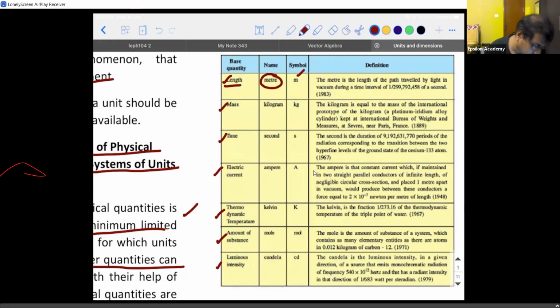Similarly, for mass, they fixed the kilogram. In simple terms, you can write it as kg. Don't make this mistake, okay? Don't write k dot g, because it is not kilo dot gram. It is just kg. Or don't make the mistake of writing kg dot, because it's not an acronym. It's a symbol.